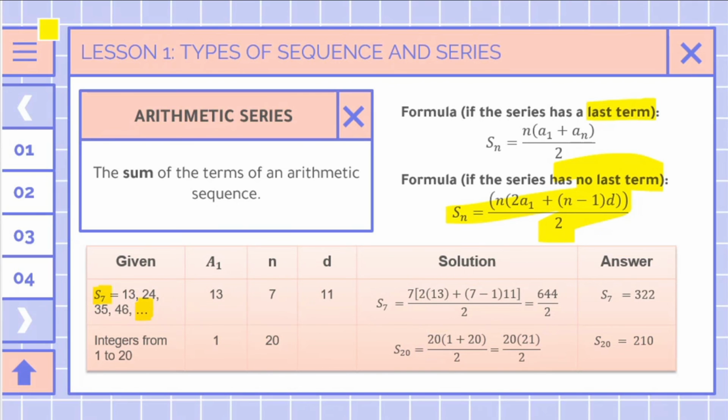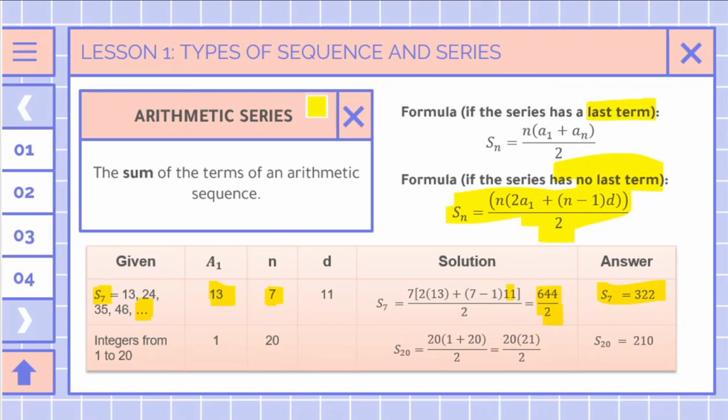Then let's substitute into our formula here. We'll have S sub 7 is equal to 7 times 2 times our a sub 1, which is 13, plus n, which is 7, minus 1 times d, which is 11, all over 2. If we simplify this, we'll have 644 over 2, and then we'll have a final answer of S sub 7 is equal to 322.